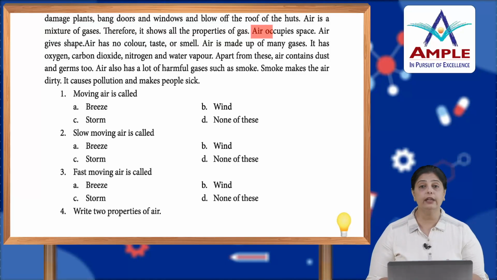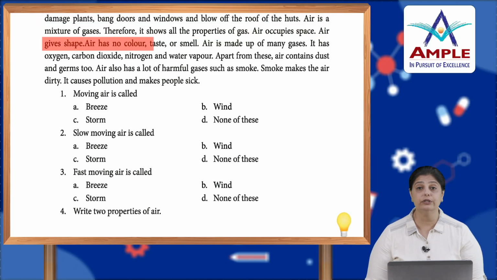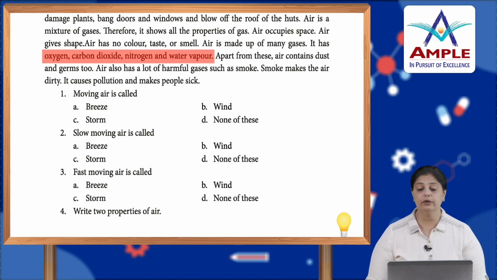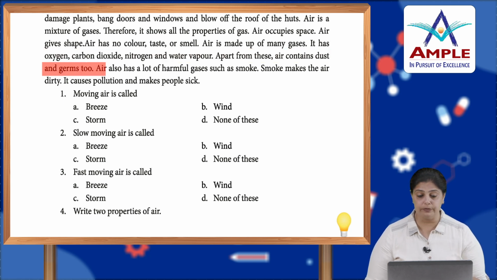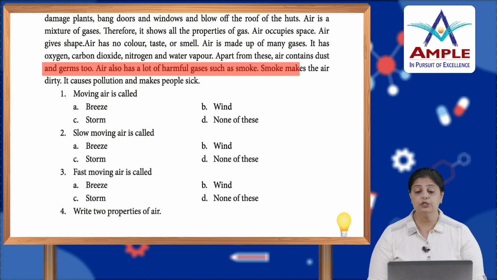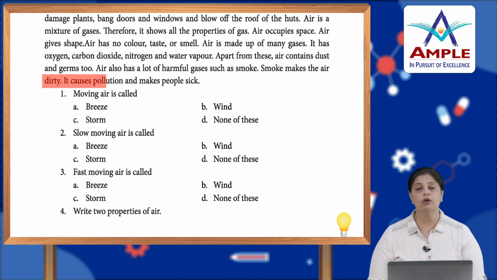Okay. Now, air occupies space. Air gives shape. Air has no color, no taste, no smell. Air is made up of many gases. Okay. It has oxygen, it has carbon dioxide, nitrogen, it has water vapor. Apart from that, air also contains dust and germs. So, air also has a lot of harmful gases such as smoke. Smoke makes the air dirty and it causes pollution and it makes people sick. So, this is just a gist of what air is, what are the properties of air, what does the air contain.